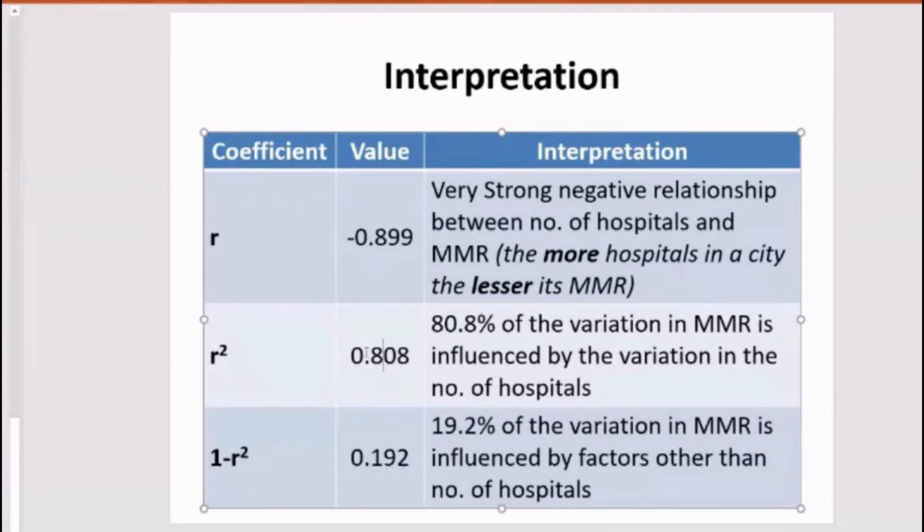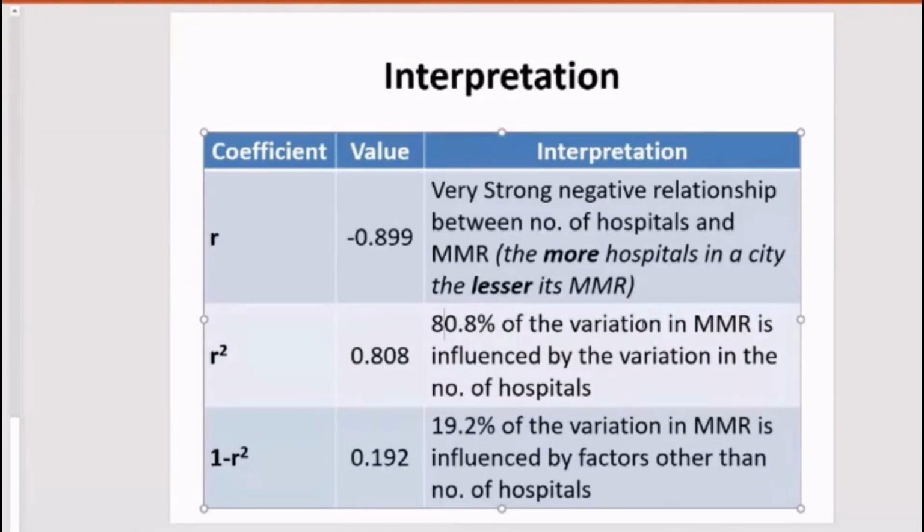Now, the interpretation of R squared is in terms of percentage. So you convert 0.808, which is a decimal, into percent. How do you turn a decimal into a percentage? Times 100, or you move the decimal point two places to the right. So it becomes 80.8%. So the interpretation is that 80.8% of the variation in MMR is influenced by the variation in the number of hospitals. That is the use of R squared. R squared is just the square of R, and then you turn that into percentage.